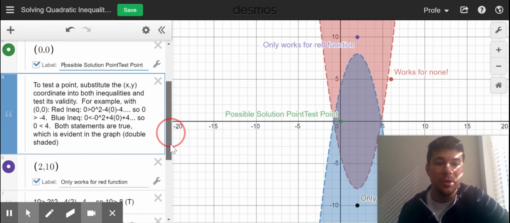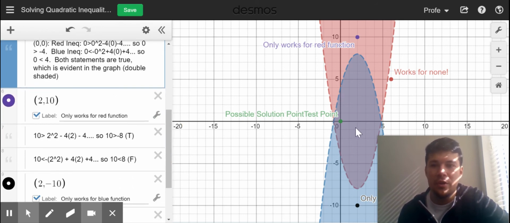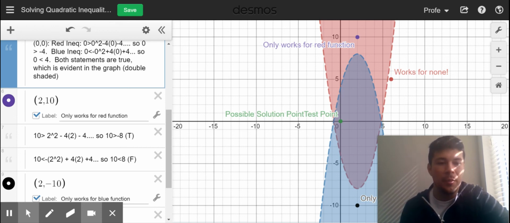All right, let's talk about some that are not in the shaded region. So for example, 2, 10. All right, I picked the point 2, 10, which is up here, and it only works for the red function. Notice that when I substitute 2 for x and 10 for y for the red inequality, I end up getting 10 is greater than negative 8. That is a true statement. However, when I substitute it into the second one, I end up with a statement 10 is less than 8. That is a false statement, showing that this coordinate does not work for the blue inequality. It only works for the red.